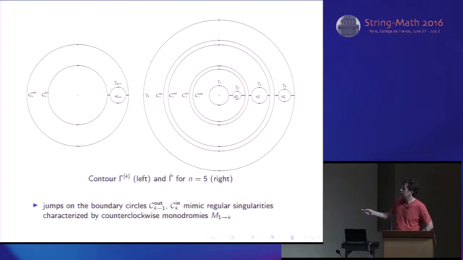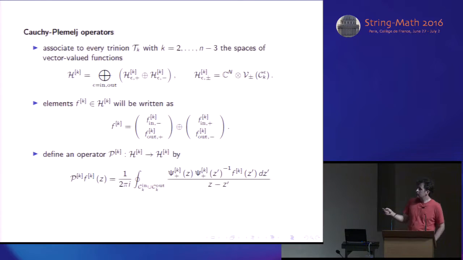So if, for example, you consider the pair of pants associated to this Riemann-Hilbert contour shown here, then we will consider spaces of functions living on this interior circle and outer circle here. Moreover, these functions will be vector valued, so the n corresponds to the rank of the Riemann-Hilbert problem. And the elements of these spaces H_k will be written in this form. The convenience of this form will become clear on the next slide.